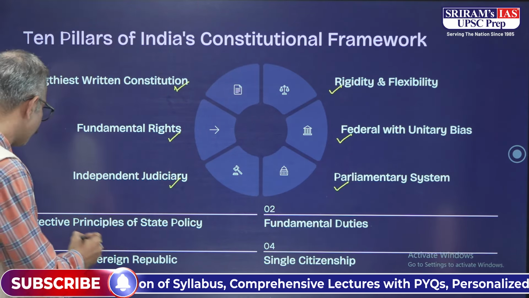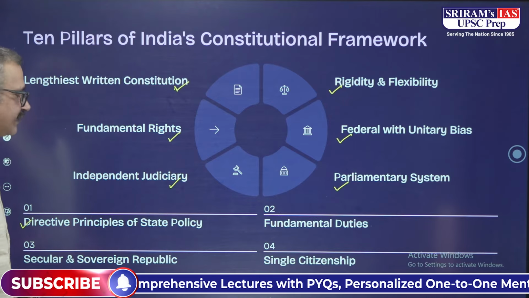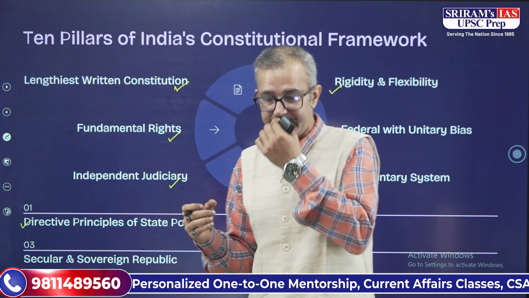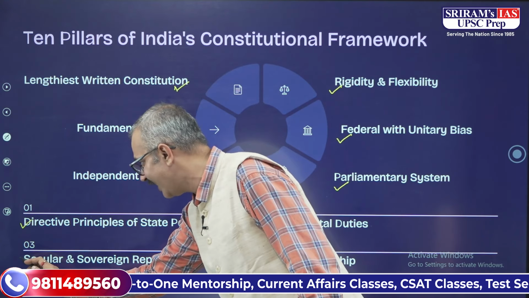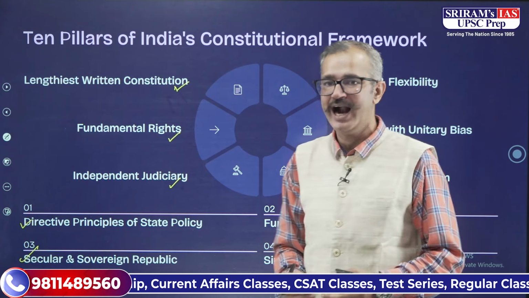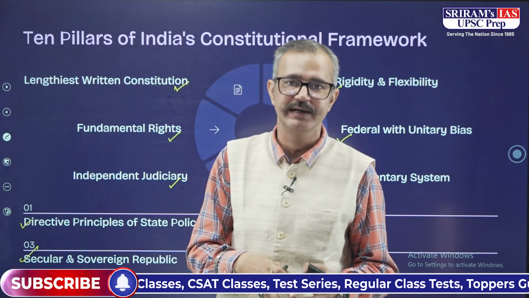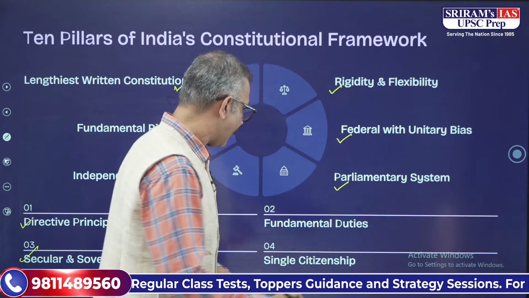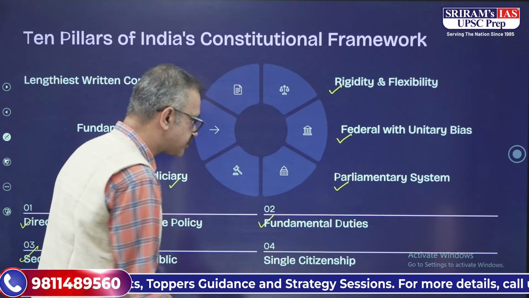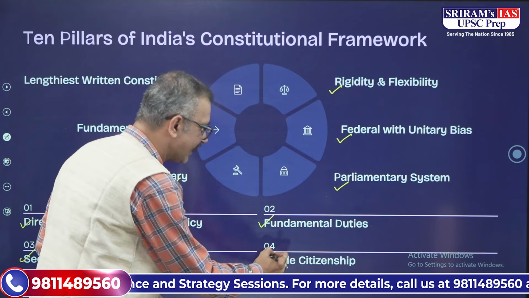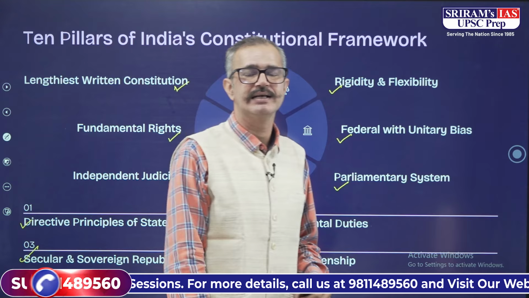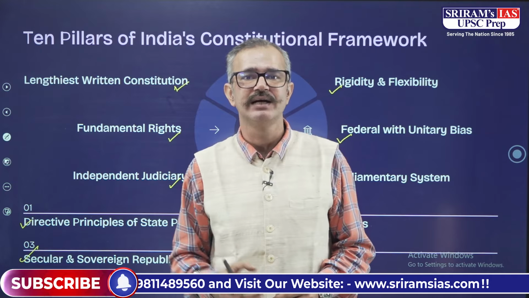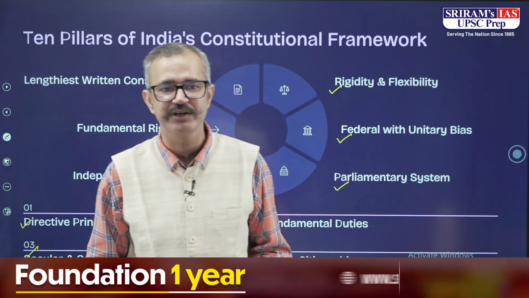Along with this, we have directive principles of state policy which promote social and economic justice. We have secularism and sovereignty implemented in principle, along with declaring India a republic. And also we have fundamental duties enshrined into our constitution, and we have single citizenship. So these are the 10 pillars, or you can say the 10 most important salient features of our Indian Constitution.